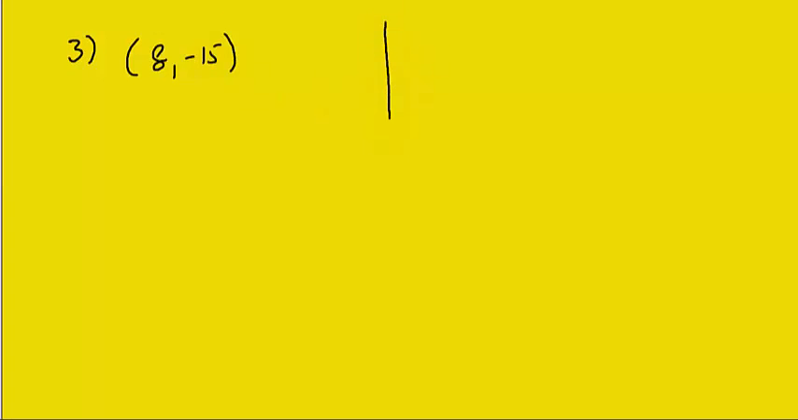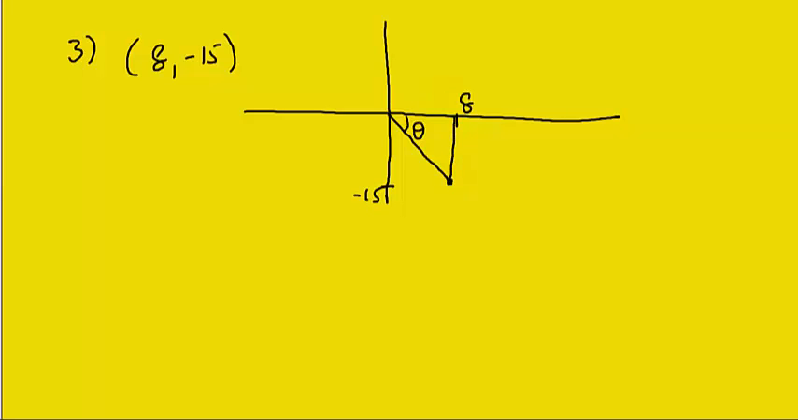Alright. X is 8. Y is negative 15. There's my point. Connect. There's my angle theta. Draw a right triangle to the x-axis. This is the 8. This is minus 15.